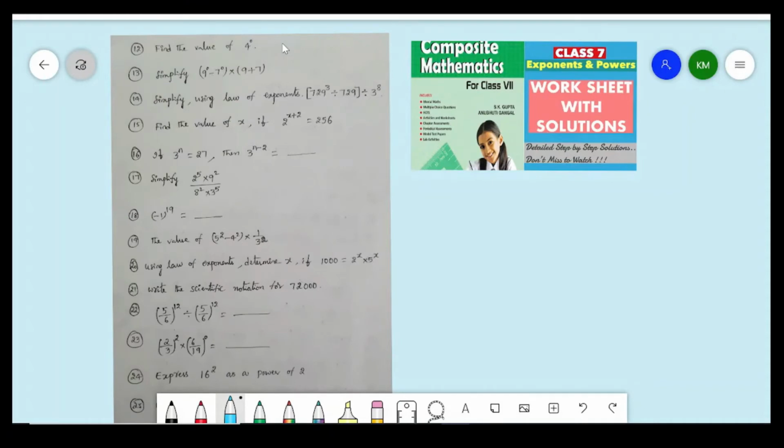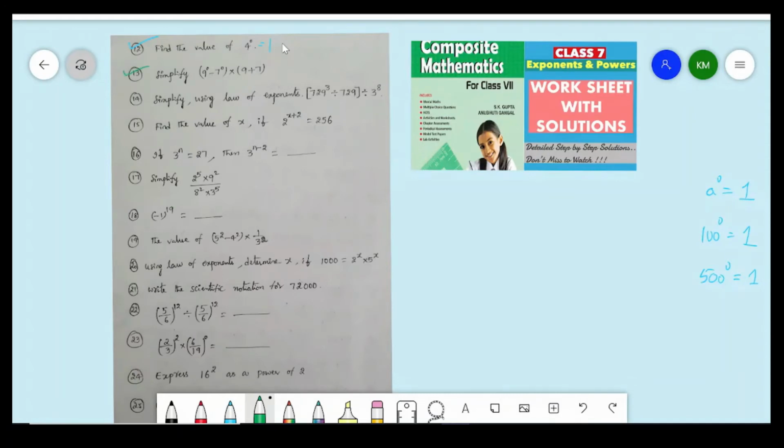Let us move to the next problem. This is the 12th one. They are asking to find the value of 4^0. We know that there is a formula, a^0 is always equal to 1. Anything power 0, for example 100^0 is also 1, and 500^0 is also 1, like that. So here 4^0 is always 1. Okay, so let us go to another one.